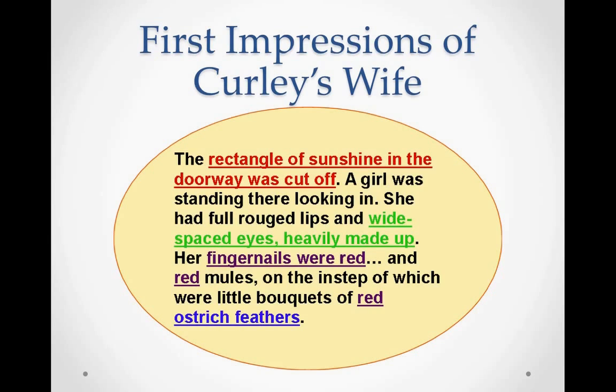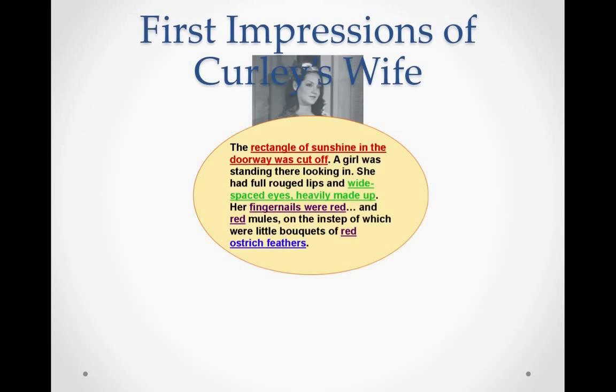So here's the description from when she first appears. The rectangle of sunshine in the doorway was cut off. A girl was standing there looking in. She had full rouged lips and wide-spaced eyes heavily made up. Her fingernails were red, and red mules, on the instep of which were little bouquets of red ostrich feathers.